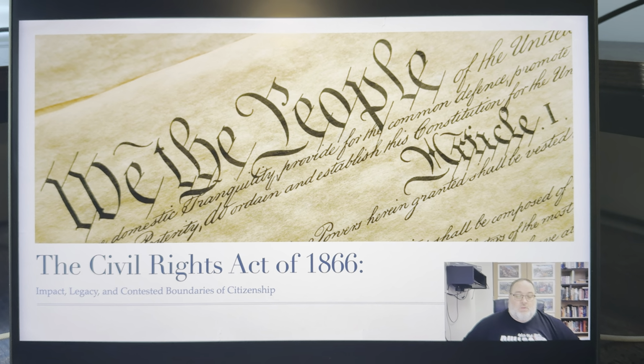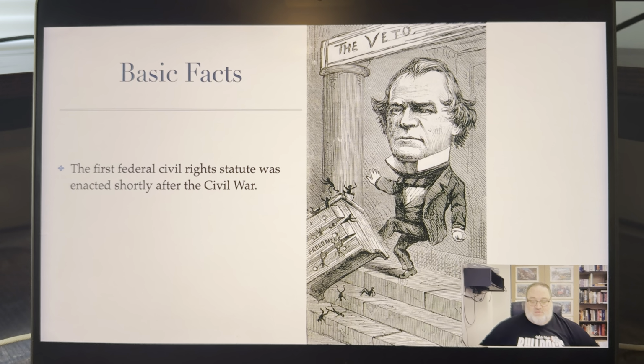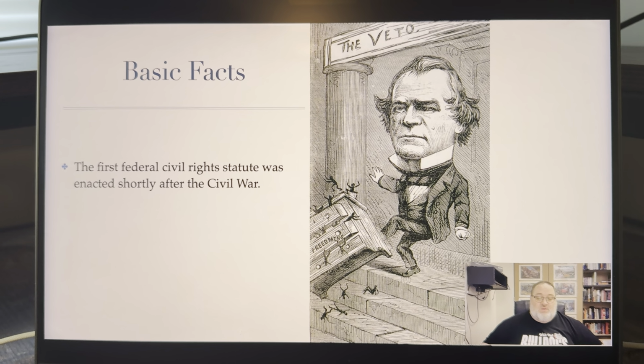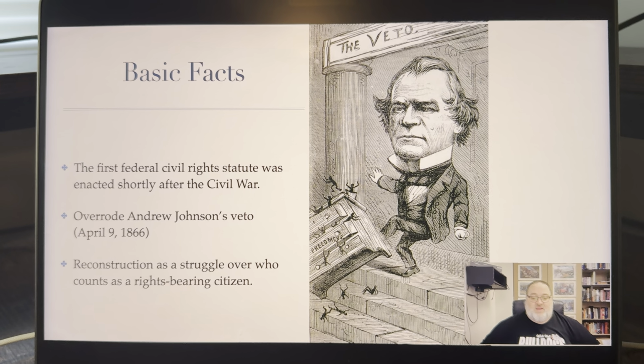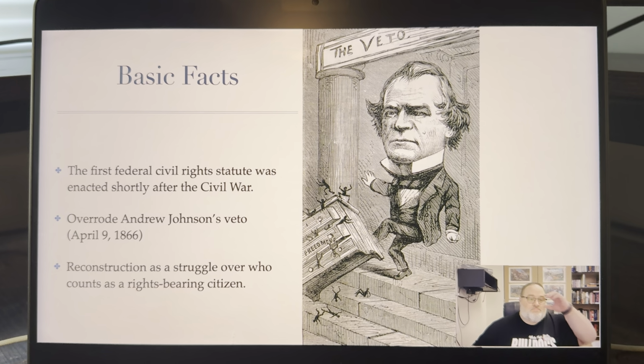Today we're going to use the Civil Rights Act of 1866 to think about a core question in U.S. history. Who gets to count as a rights-bearing person? This act is often summarized with a few familiar slogans. The first federal civil rights statute, the law that overturns Dred Scott, or the precursor to the 14th Amendment. All of that is true, but it can flatten out what's really at stake.